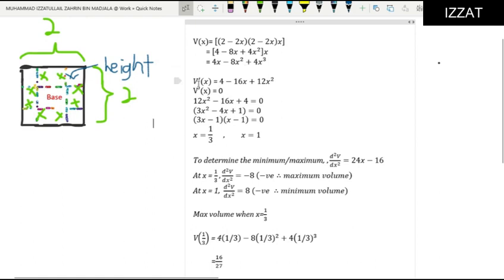And then we do the first derivative of this equation. We get 4 minus 16x plus 12x squared. And we need to find the critical point, V prime of x equal to 0. We solve the quadratic equation, which is 12x squared minus 16x plus 4 equal to 0. If we factorize this equation, we get x equal to 1 over 3 and x equal to 1. Next, we need to determine the minimum and maximum value. We do the second derivative of this equation, and we get 24x minus 16.